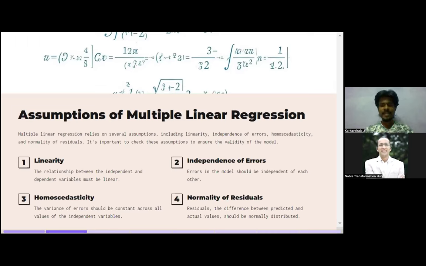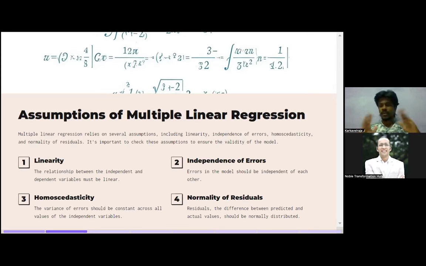Next, independence of errors. Errors in the model should be independent of each other. This also we have seen. And homogeneity, the variance of errors should be constant across all the values of the independent variable. Next, normality of residuals. Residuals, the difference between the predicted and actual values, should be normally distributed. All these four assumptions are applicable for linear regression and also multiple linear regression.